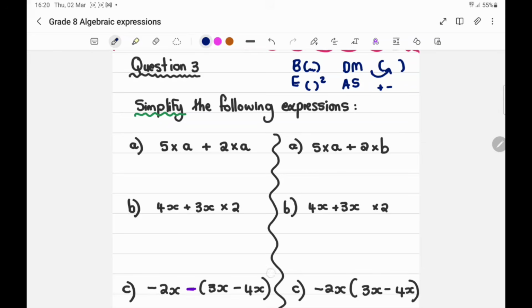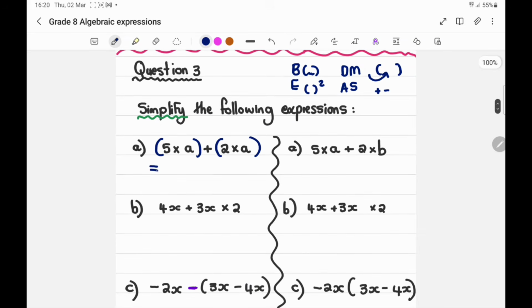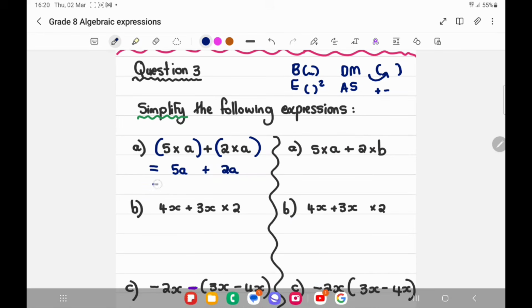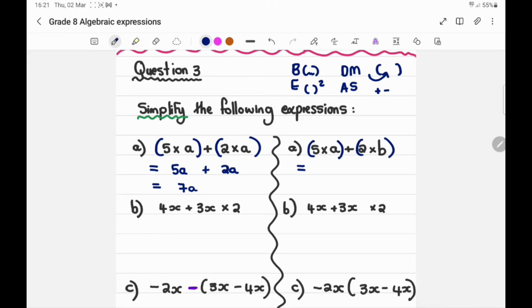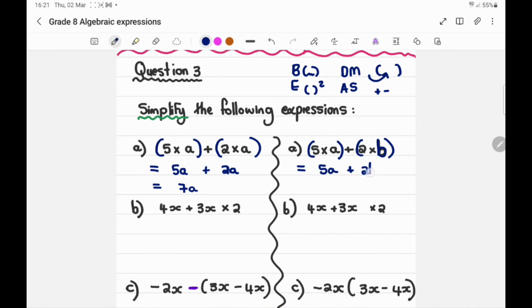Lastly. Okay, so over here, just to make it easier for myself, I'm going to jot down brackets for them. 5 times a is 5a, plus 2 times a is 2a, and I can add them together because they are like terms. 5a plus 2a is 7a. Over here as well, it almost looks the same, but now instead of 2 times a, I say 2 times b. 5 times a is 5a, plus 2 times b is 2b, and then you ask yourself, are they like terms? No, so that is where you will end.